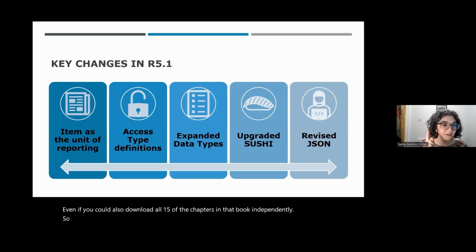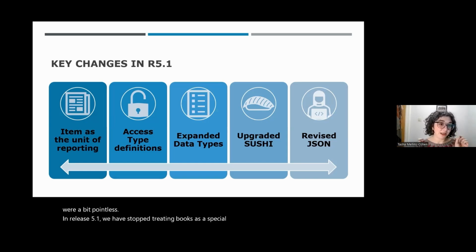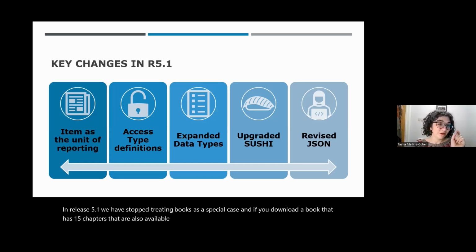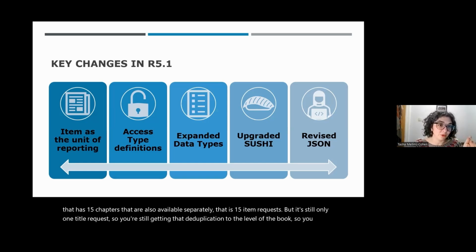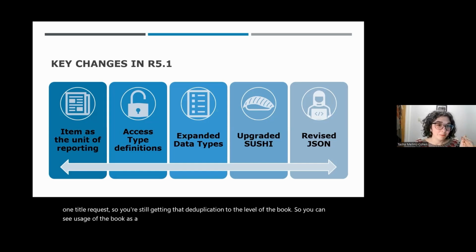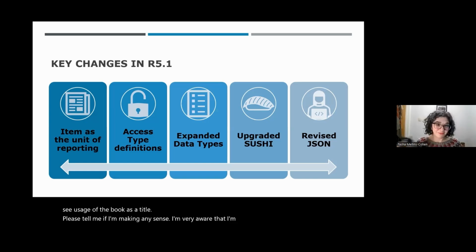So you'd get one item request and also one title request, which kind of meant the title metrics were a bit pointless. In release 5.1, we have stopped treating books as a special case. And if you download a book that has 15 chapters that are also available separately, that is 15 item requests, but it's still only one title request. So you're still getting that deduplication to the level of the book, so you can see usage of the book as a title. Please tell me if I'm making any sense. I'm very aware that I'm rabbiting at this point.